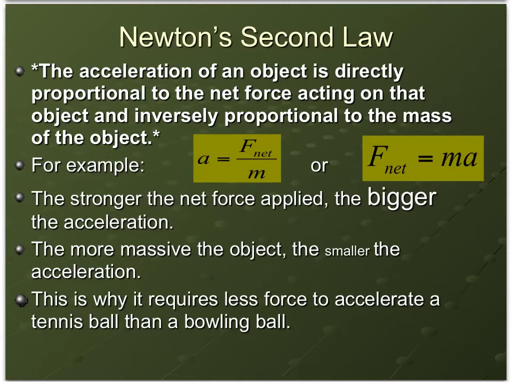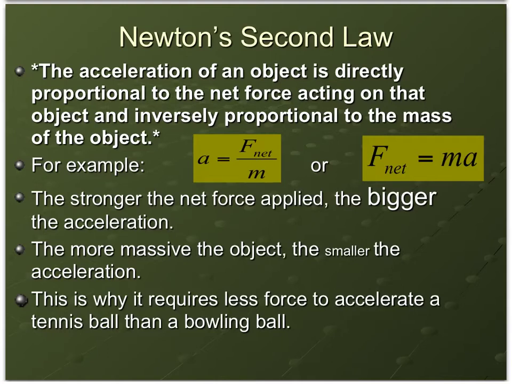Newton's second law states that the acceleration of an object is directly proportional to the net force acting on that object and inversely proportional to the mass of the object. Mathematically, we can represent that with the following two equations. Acceleration is equal to F net divided by m, or, rearranged, F net is equal to mass times acceleration. These two formulas can be added to your formula card.